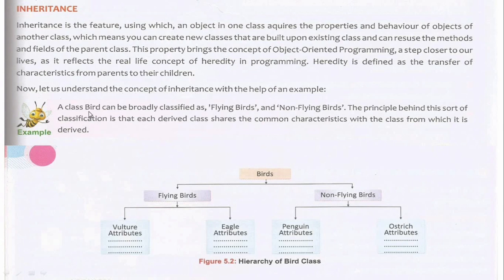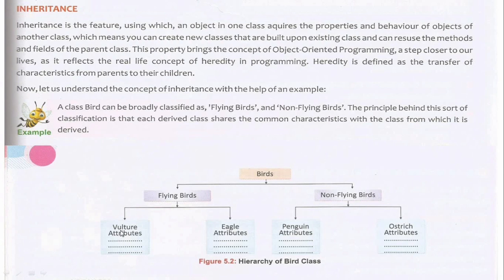Now a class bird, I hope you know what a class is. Class is a group of similar objects. Now a class bird can be broadly classified as flying birds and non-flying birds. So the birds can be classified as flying birds and non-flying birds. Now what happens is that for these flying birds we will have some examples like vulture, eagle, or you can also include parrot, and many other flying birds.